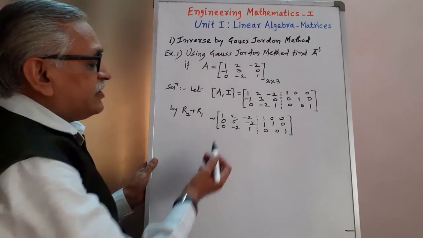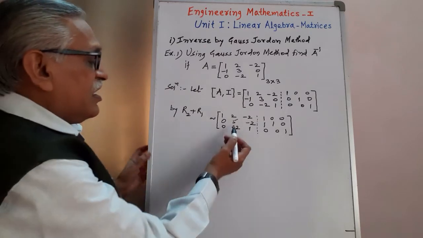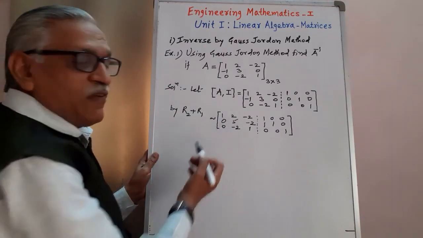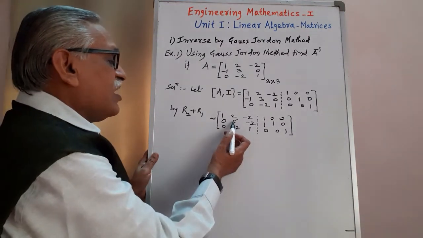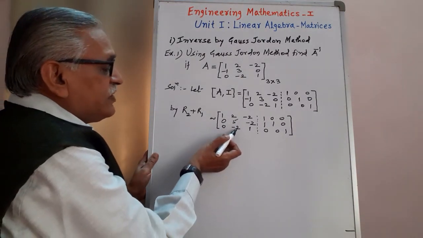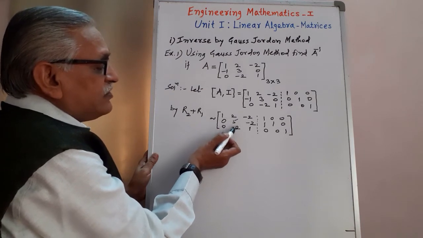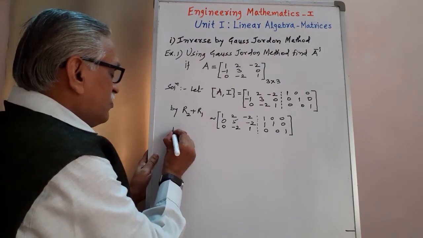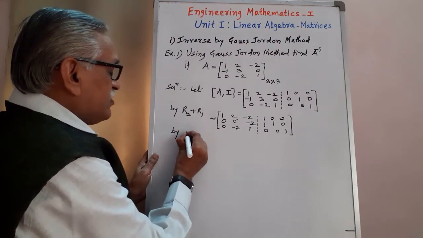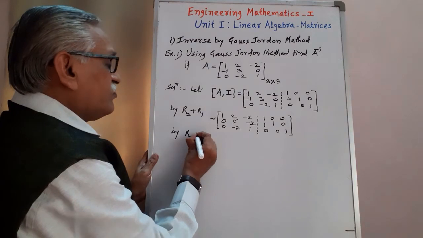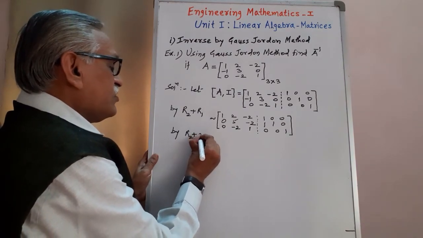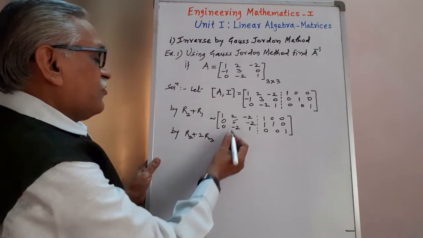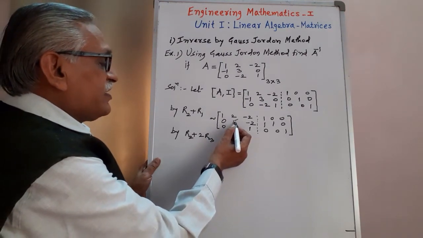Then the second diagonal element I want as 1. Here it is 5. Therefore, either multiply it by 1 by 5 to get 1 here, or with the help of this minus 2 we get 1 here: 5 minus 4 we get 1. Therefore, I am applying the row transformation R2 plus 2 times R3. With the help of this, I will get 1 here.